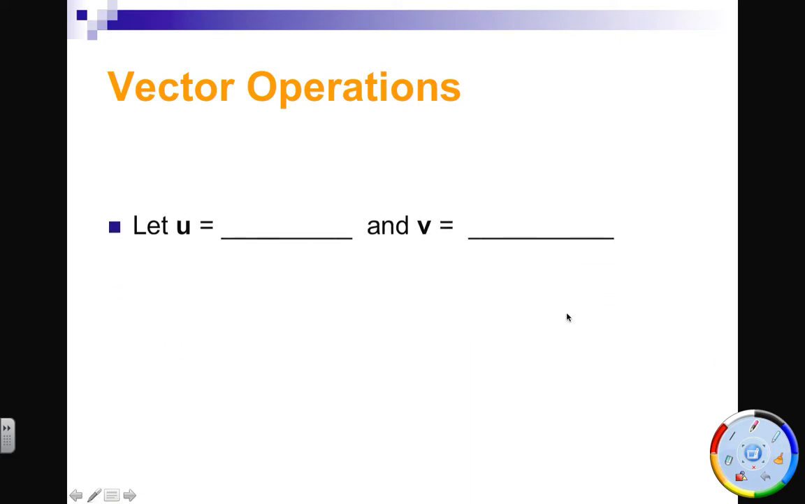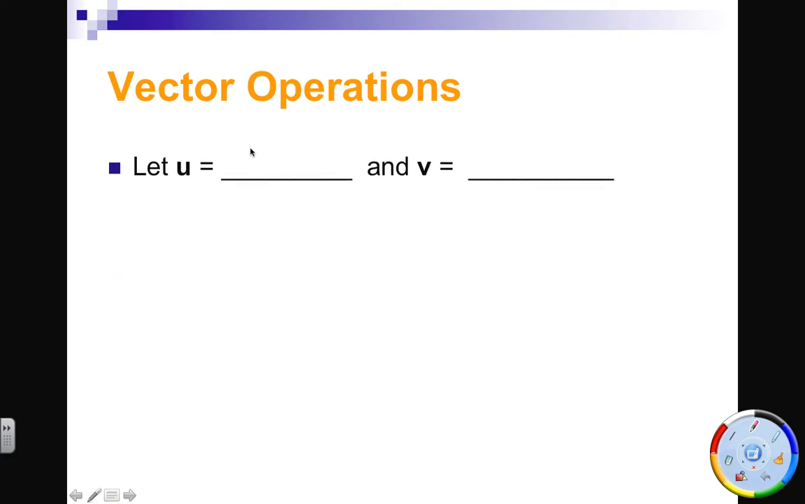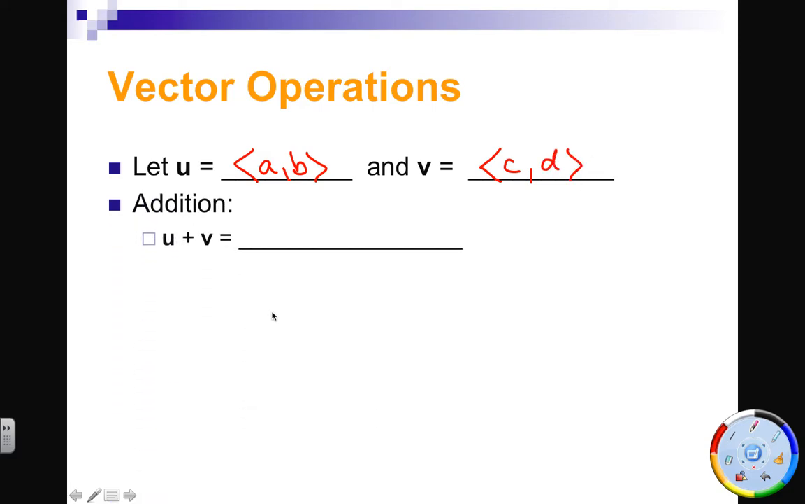All right, vector operations. We're going to let U be the vector AB and V be the vector CD. In addition, very, very simple, addition of two vectors is just the addition of their corresponding parts. So this is A plus C, and this is B plus D.